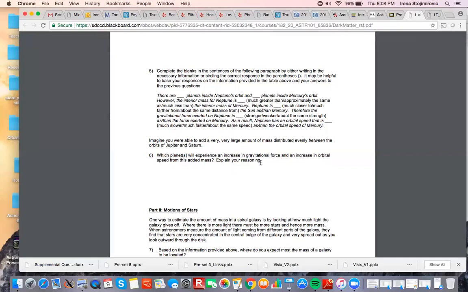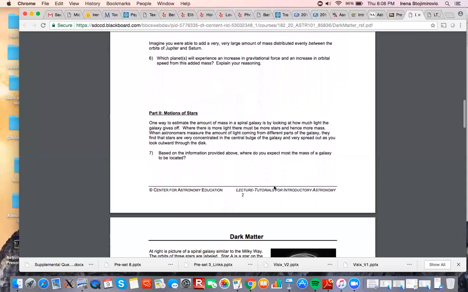Perfect, perfect. You said it exactly how I would say it. So for Jupiter, it would not change the interior mass because it's outside of its orbit. But for the other planets that you said, it would make a difference. They would feel more gravitational force. As a result, they would move faster. Perfect. That's it. Great. Part 2.